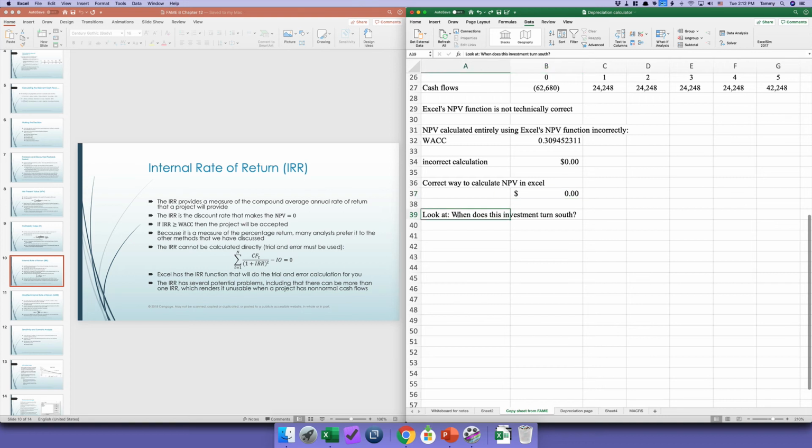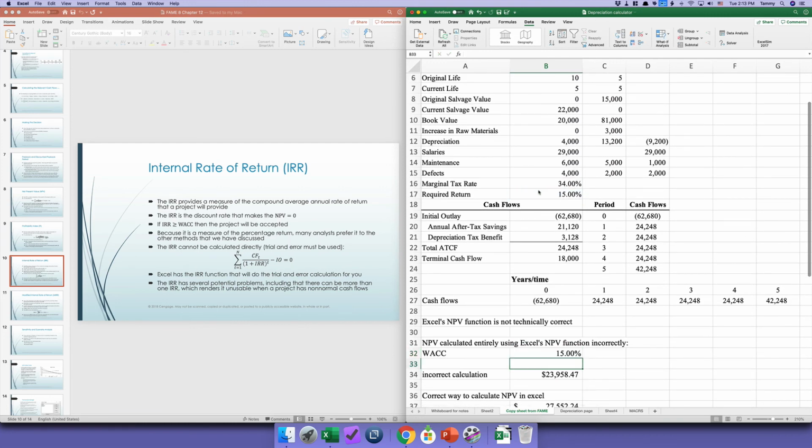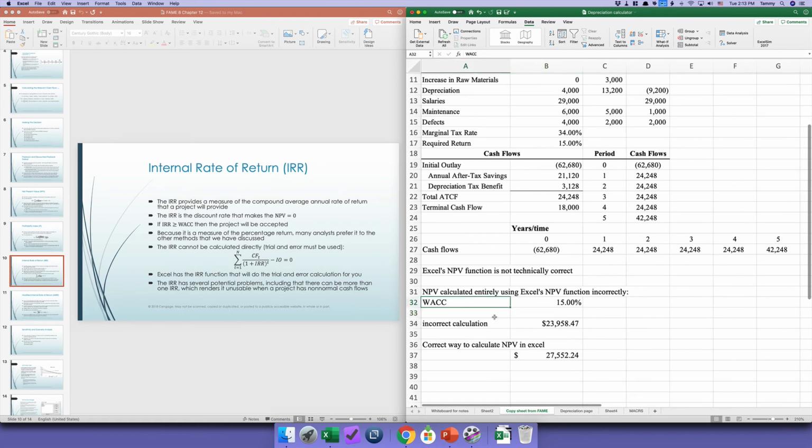Okay, that is what mathematically the internal rate of return is. It is a measure of the average annual rate of return that a project provides. It's the discount rate that makes the NPV equal to 0. And if the internal rate of return is greater than the cost of capital, then the project should be accepted. So let's go ahead and pick up our discount rate, or our cost of capital, up here from our input sheet, which is 15%. So we're going to say this is our required return. All right, I'm going to take WACC out of here and call it required return.